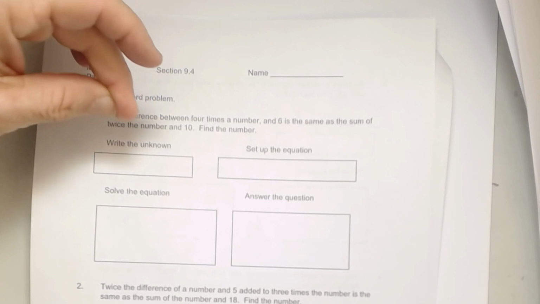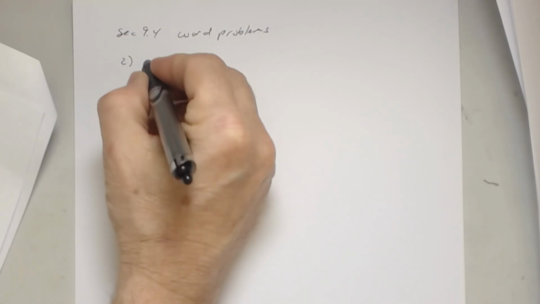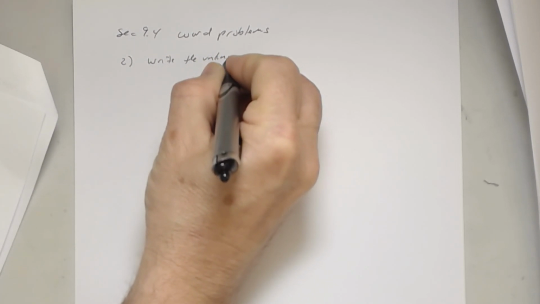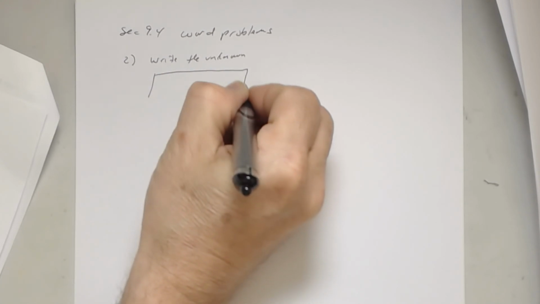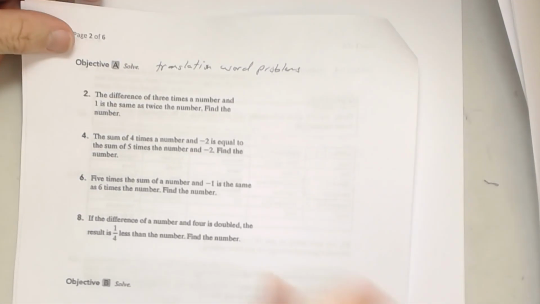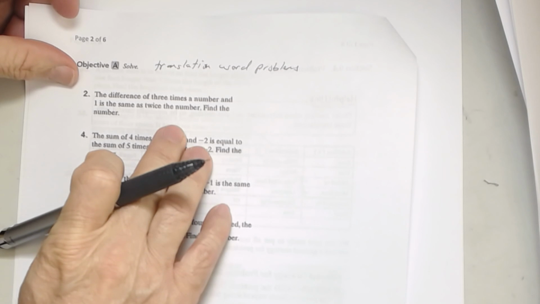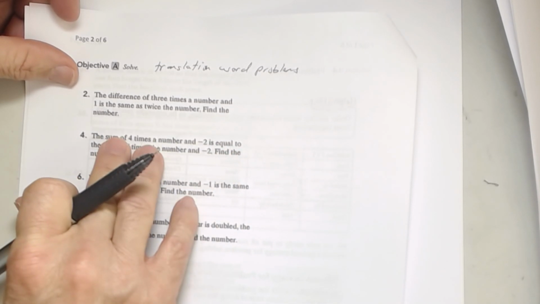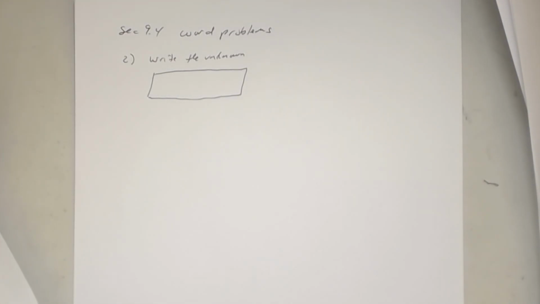All right, so write the unknown. So first part you're going to do, I'm going to go ahead and do it on this page. So this is number 2. So write the unknown. Okay, if you look at that problem we were looking at, what do they want you to find? The number. To find the number. So you can let x be the number.